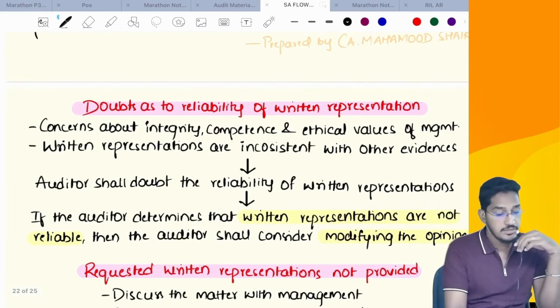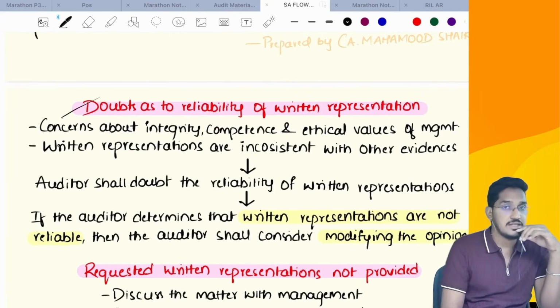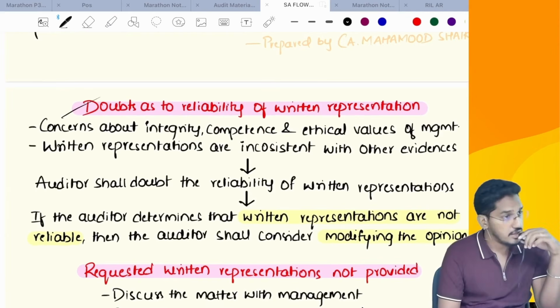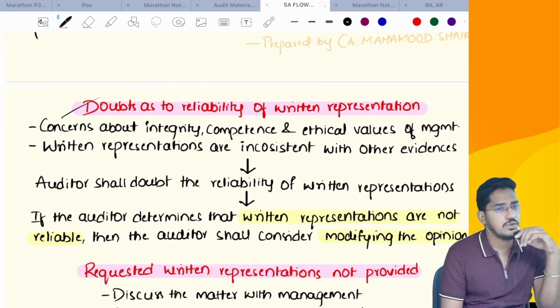Next one. Sometimes you will ask for the written representation. Management has given you that written representation also, but you have a doubt that those written representations are not reliable. When will you generally have a doubt that written representations are not reliable? When you have a doubt regarding their integrity, when you came to know that they are not honest people, or when you came to know that they are not competent, they don't know what is exactly happening in the organization, but still they have given written representation, or you came to know that they don't follow ethical requirements, they are fraudulent people. Then generally you should doubt that whatever written representations you have got are not reliable.